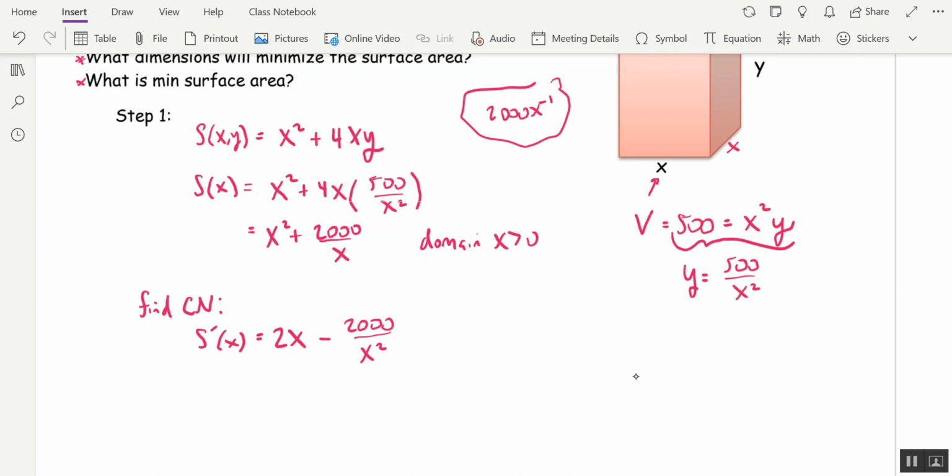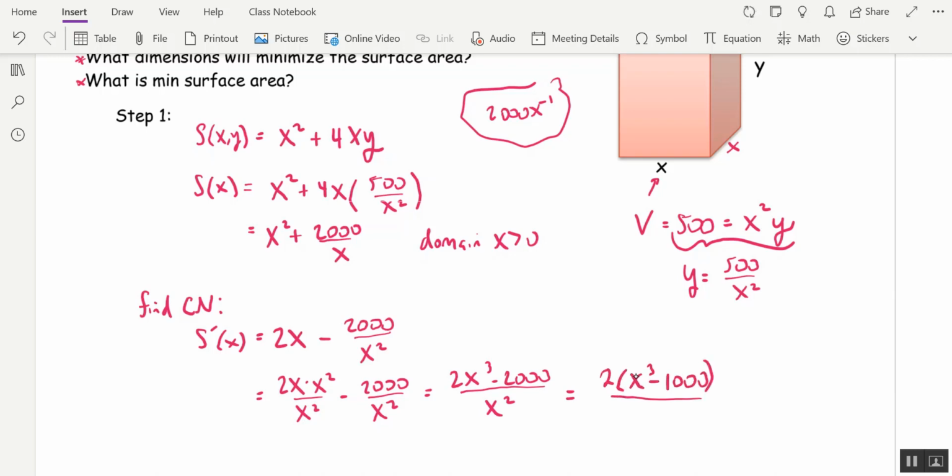All right, let's write that as a single fraction without negative exponents. So the common denominator is x squared, so I'll take 2x and multiply by x squared over x squared. Subtract 2,000 over x squared. And that gives me 2x cubed minus 2,000 over x squared. And just go a little further, factor a 2 out: 2 times x cubed minus 1,000 over x squared.